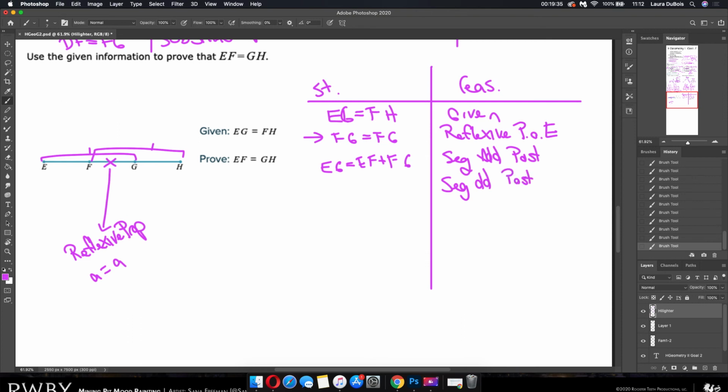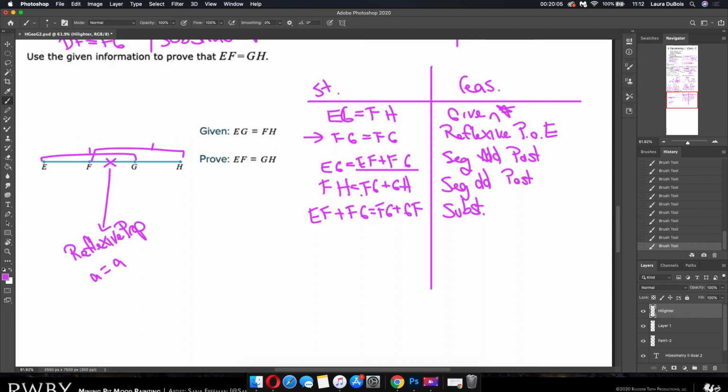Then we're going to use the segment addition postulate again. And so we're going to have FH, oops, H, Ms. Dubois, I can type, equals FG plus GH. And since we've been told that these two things are equal to each other, shock of all shocks, substitution yet again. Substitution, we're going to say that EF plus FG equals FG plus GH.